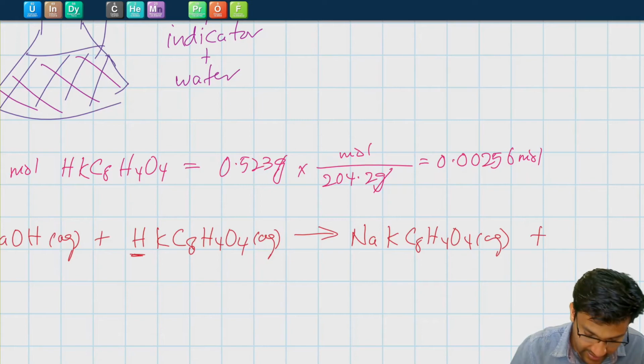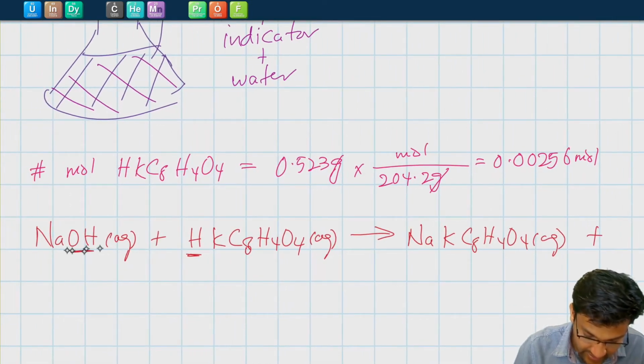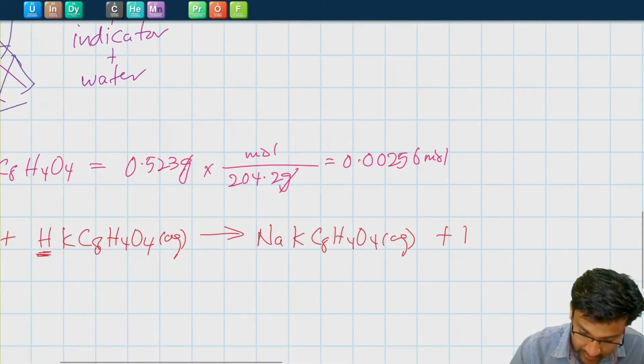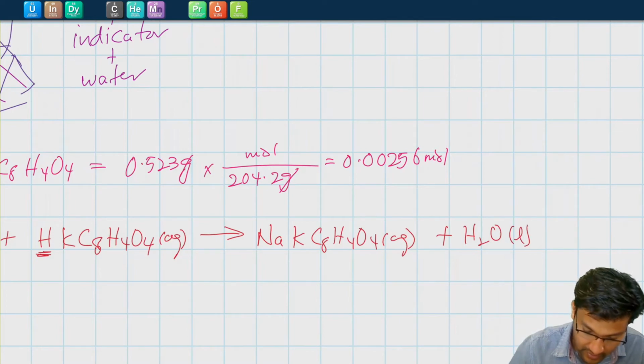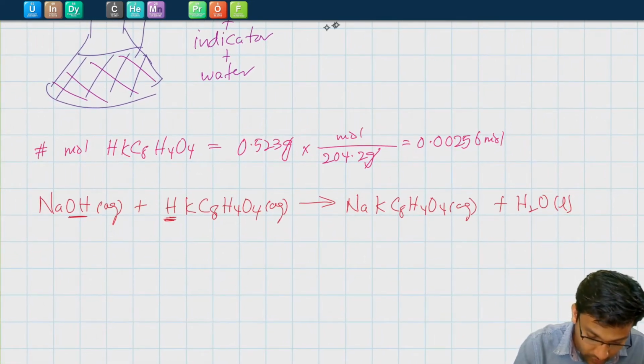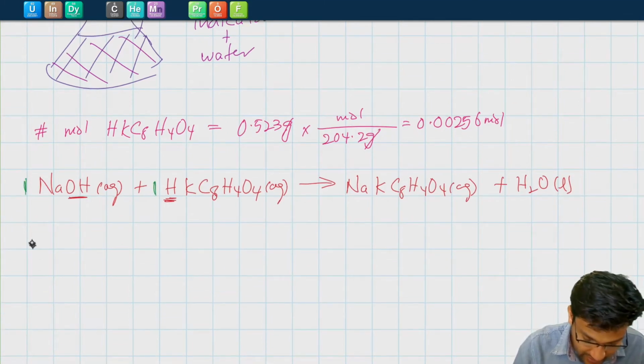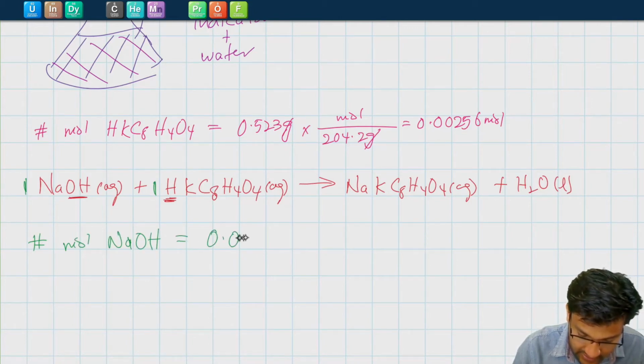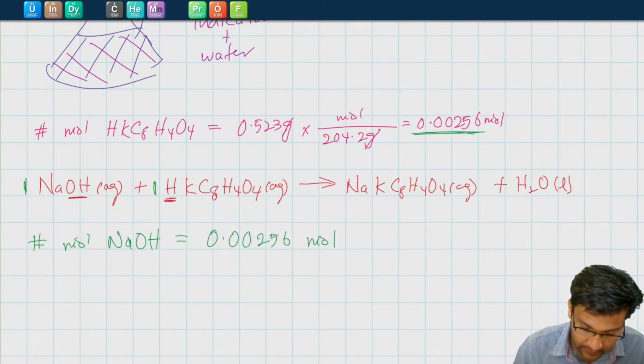And in all acid-base reactions, we have the OH minus and the H plus forming H2O liquid. So what this tells us is that every 1 mole of acid reacts with 1 mole of NaOH. So that means that the number of moles of NaOH that we have is the same as the number of moles of acid, which is 0.00256 moles of NaOH. But we want to find a concentration, so let's do that.